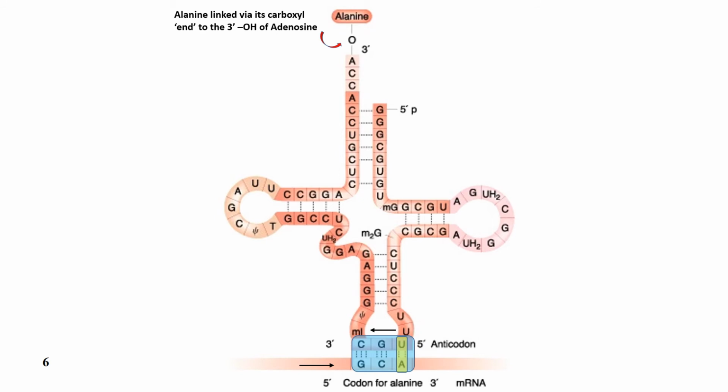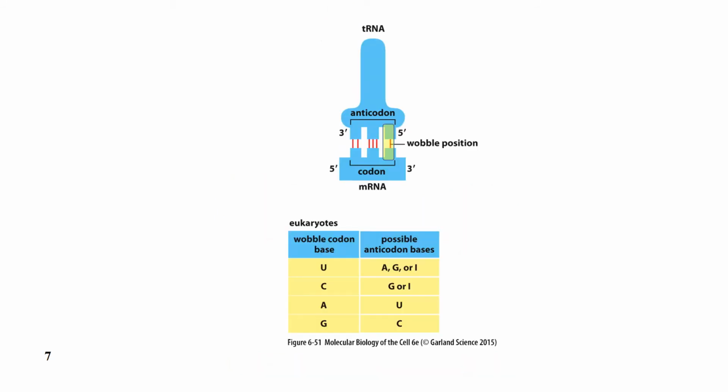linkage at the 5' end of the anticodon, the 3' end of the codon, is not always as specific as it is shown here between the UA base pair. Indeed, that 5' in the anticodon, 3' in the codon position is known as the wobble position. In the previous slide, you saw an AU base pair, and in fact, whenever there is an A in the codon, there will be a U in the anticodon.